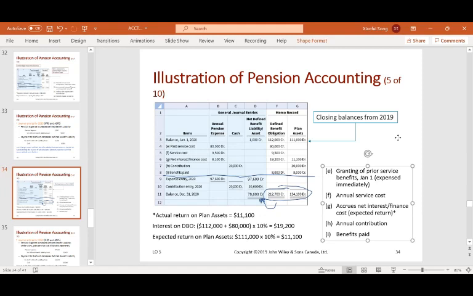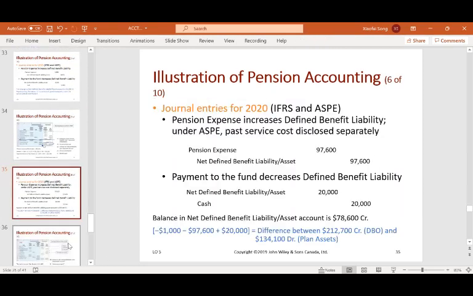All right. And so the journal entry will look like that. When you write it out: debit pension expense 97,600, credit net defined benefit liability 97,600, and debit net defined benefit liability 20,000 with a contribution, and credit cash contribution. Okay, so next year we need to separate.